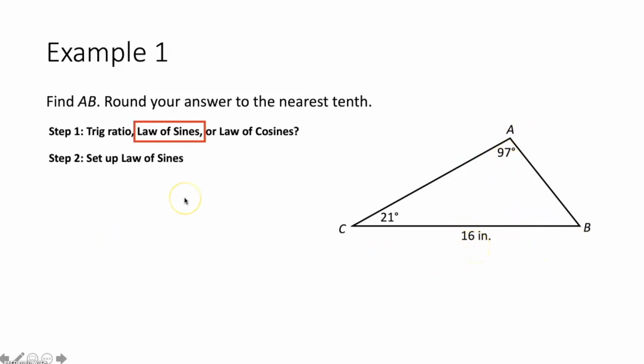Now my second ratio, I need to make sure I include what I'm trying to find. So here I'm trying to find the measure of segment AB. So my second ratio needs to be the sine of the angle opposite that, so the sine of angle C over the measure of segment AB. Now I just plug in what I know.